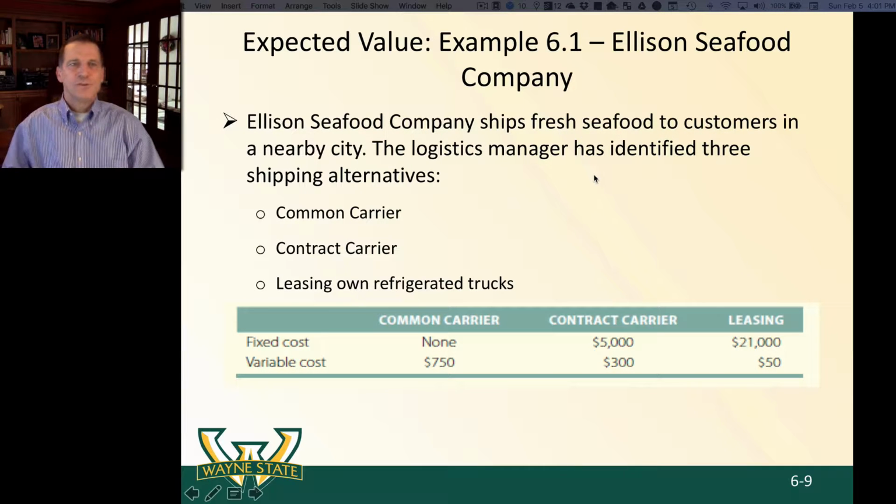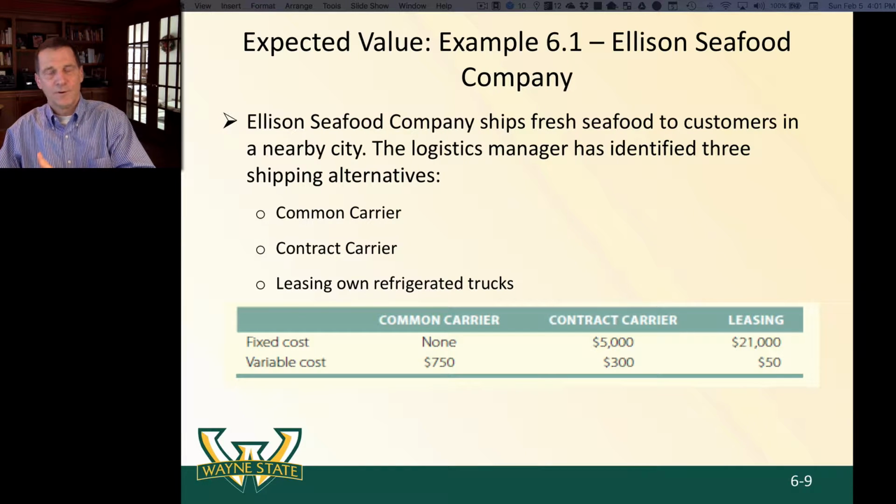Okay, so Ellison Seafood ships fresh seafood to customers in a nearby city, and the logistics manager has these three options that we looked at a few moments ago. We're going to develop this another step in an expected value model. So we've got the common carrier, the contract carrier, and leasing our own refrigerated trucks. We've talked about the indifference point. We've calculated the indifference point. So we know that at 11 shipments per month, it starts to become more beneficial to move into the contract carrier. We know that at 64 shipments per month, it starts moving into positive zone economically with leasing, with having a high fixed and a very low variable cost.